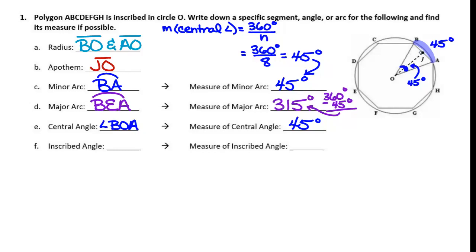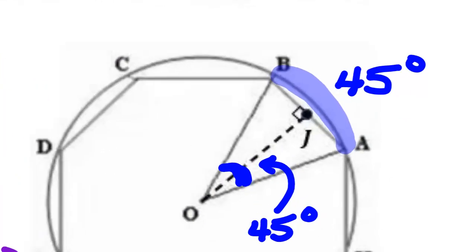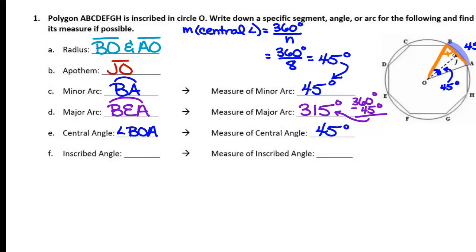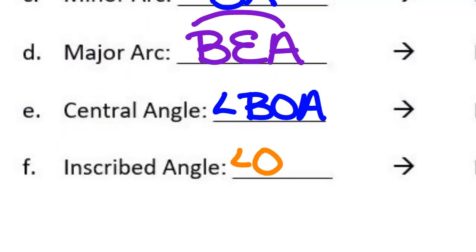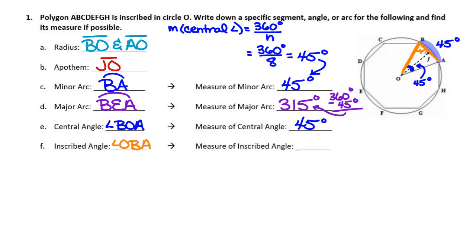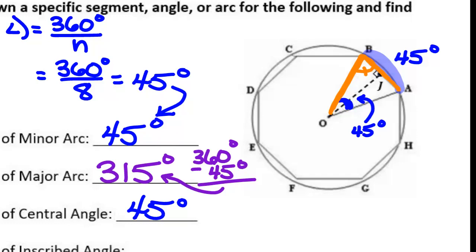And now this last one, part F, an inscribed angle. An inscribed angle has to have its vertex on the circle. So I could look at, say, for example, this angle right here, angle OBA, because it has its vertex on the circle. And we want to find the size of that angle.